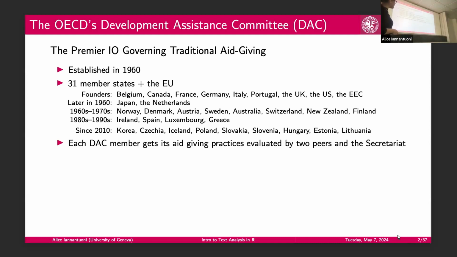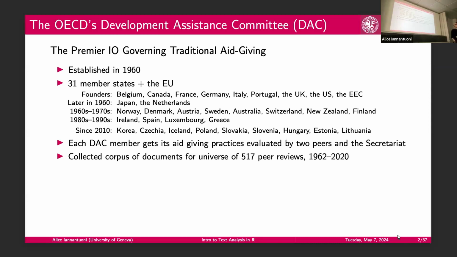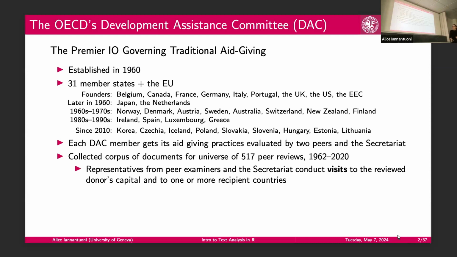And what happens is that every couple of years, each member of this organization gets a peer review. So two other members plus members of the organization go in and evaluate its aid giving. We have collected the entire corpus of documents that are produced through this peer review system, which are a little over 500 reviews, starting when the system started in 1962 and up until 2020, right?